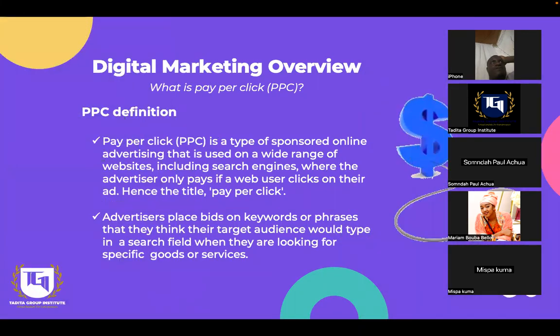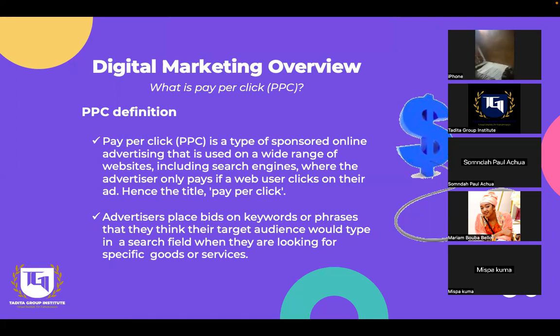So what is pay per click? We're going to look at the definition of pay per click or PPC. Pay per click is a type of sponsored online advertisement that is used on a wide range of websites, including search engines, where the advertiser only pays if a web user clicks on their ad, hence the title PPC or pay per click. Advertisers place bids on keywords or phrases that they think their target audience will type in the search field when they are looking for specific goods or services.